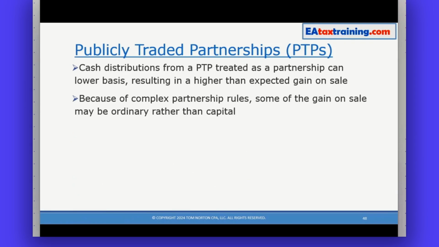Cash distributions from a PTP that is treated as a partnership. So if you have one of these where 90% of their income is from passive income, cash distributions from that partnership can lower your basis, resulting in a higher than expected gain once you sell that PTP. Remember, we talked before, if you get a non-dividend distribution for a stock, that distribution lowers your basis. Well, it's the same thing here with the PTP. If you're getting a cash distribution from one of these PTPs that's treated as a partnership, that is going to lower your basis in that PTP. So when you sell it, your gain is going to be larger than it otherwise would have been.